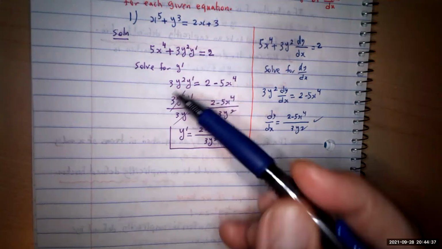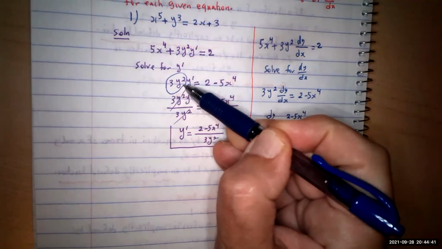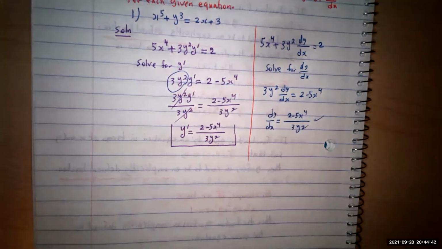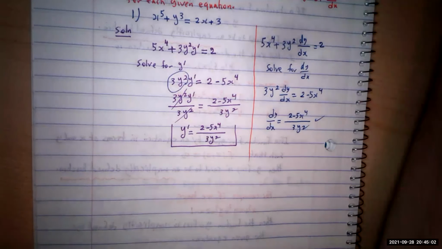So you always divide by the coefficient of the unknown. This is the coefficient of the unknown. You need y prime, so everything else you have to divide. It's like solving an ordinary equation. The coefficient of y prime is going to be in the denominator. Okay, any question? That's type 1, when we get a power of y.